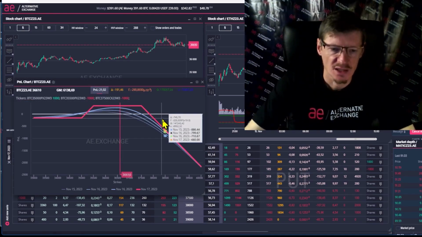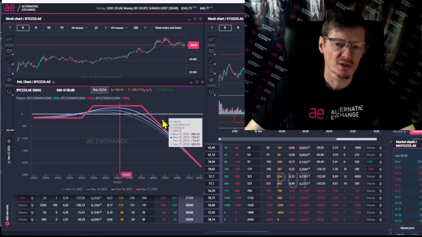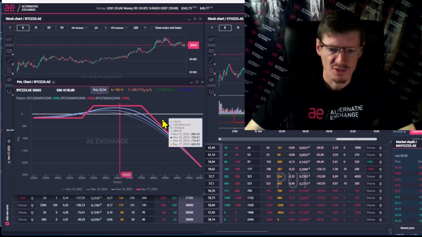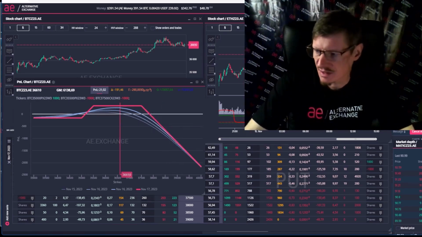The AE exchange provides all trading opportunities, including algorithmic trading. In the arsenal of AE exchange, there is a huge number of robots for delta hedging and strategy control.